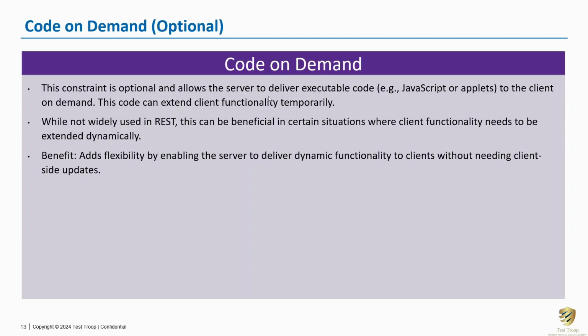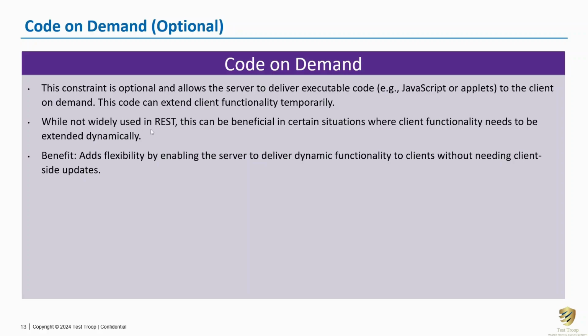The sixth and final constraint is code on demand, which is optional. This constraint is optional and allows the server to deliver executable code. Here, along with the response, the server sends some executable code, some kind of Java code or JavaScript, to the client on demand. This code can extend the client functionalities temporarily.